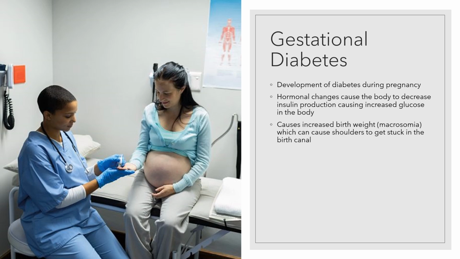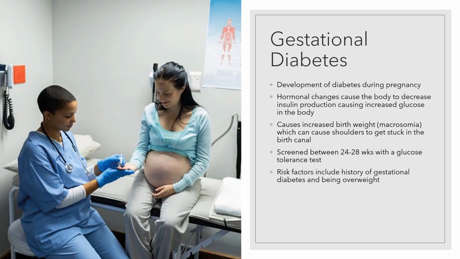Gestational diabetes causes increased birth weight, which can cause difficulties during delivery where the baby's shoulders could get stuck in the birth canal. Usually obstetricians will do a glucose tolerance test, which is a sugary drink that the mother drinks between 24 to 28 weeks gestation, waits 1 hour, and then does a blood draw to see what the glucose levels are.